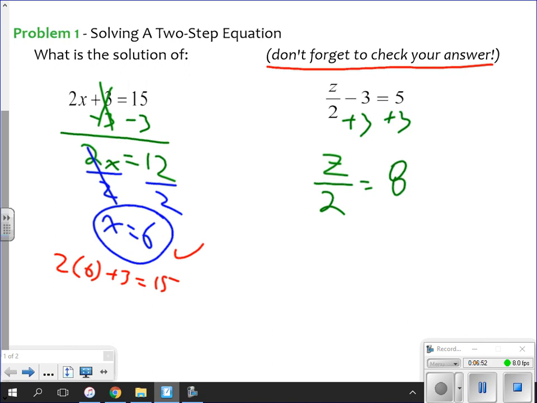Piece of cake, right? How do I get rid of it? Multiply by 2. I have z divided by 2, so I multiply both sides by 2. 2 times this, 2 times that. These cancel, which I really like. And then I get z equals 16.